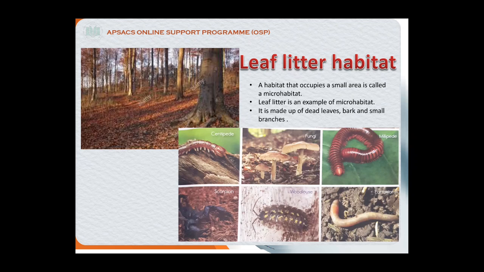The next is leaf litter habitat. A leaf litter habitat is a habitat that occupies a small area, which is called a microhabitat. Leaf litter is an example of microhabitats. It is made up of dead leaves, bark and small branches. The examples of organisms which can be found in leaf litter habitat are centipede, fungi, millipede, earthworm, scorpions, etc. These are the examples of organisms which can be found in the leaf litter habitat.